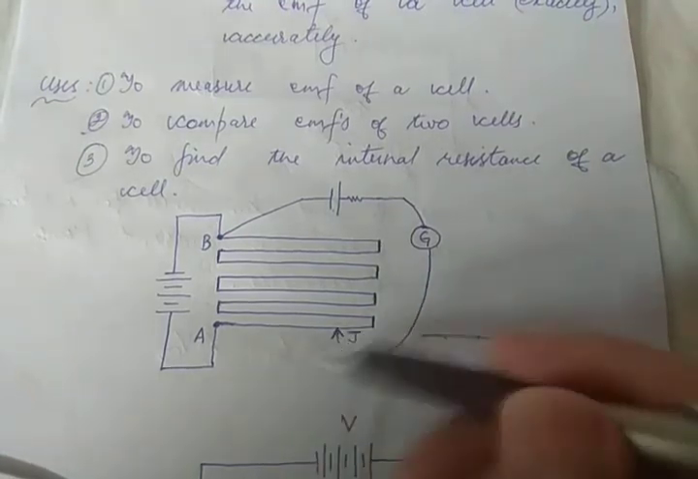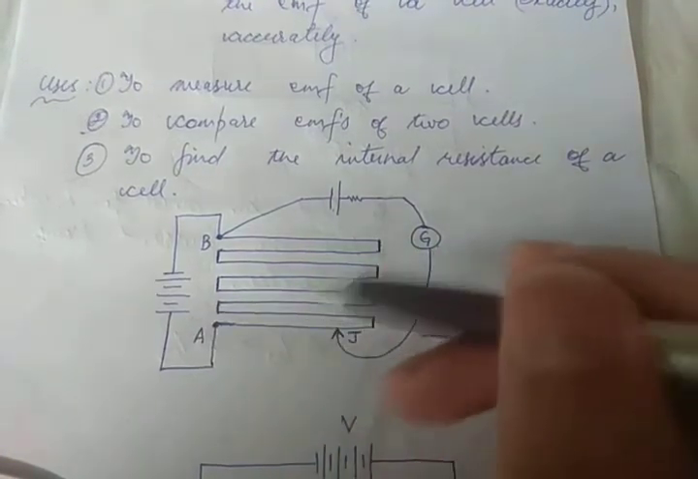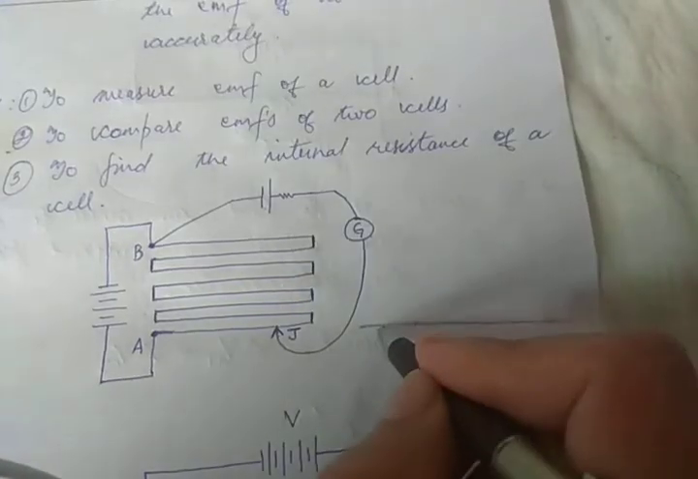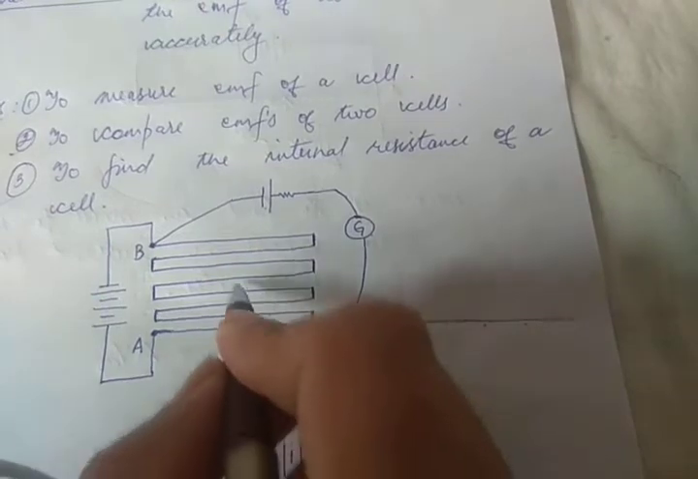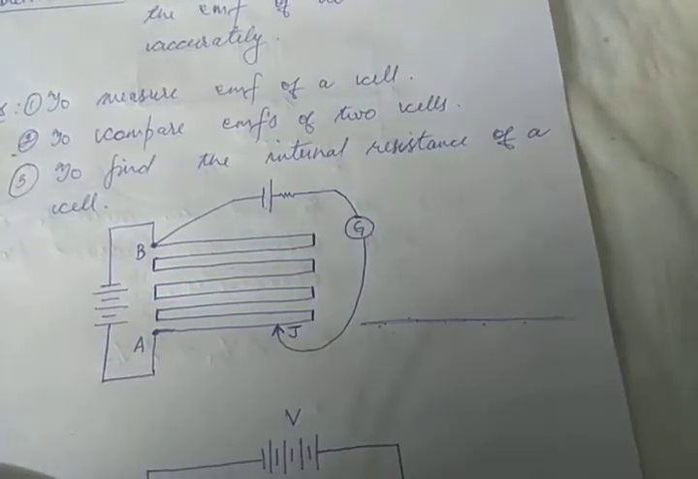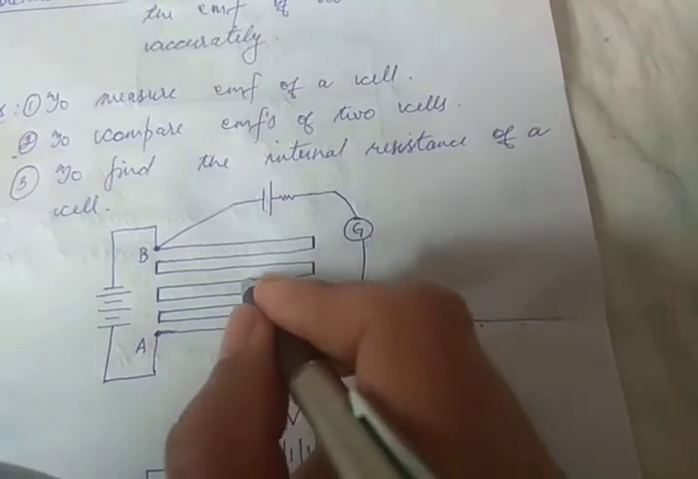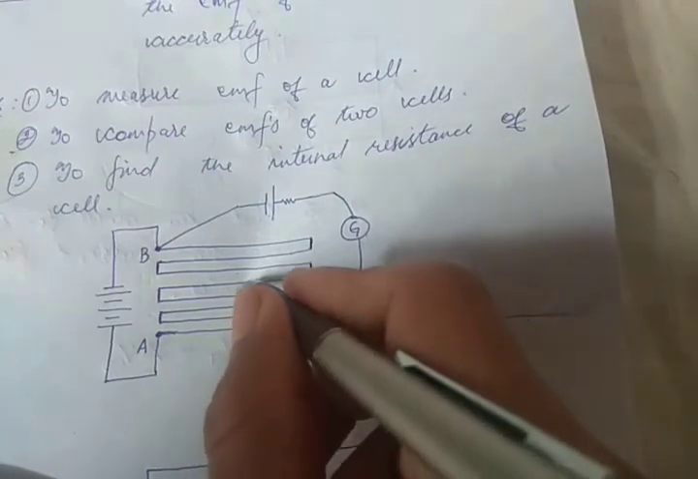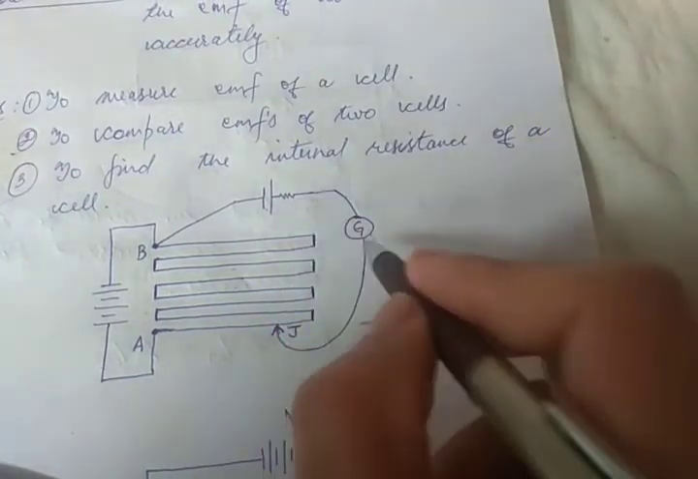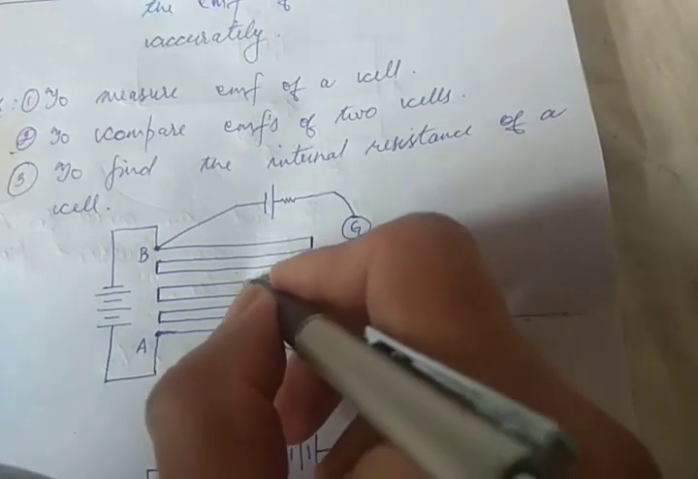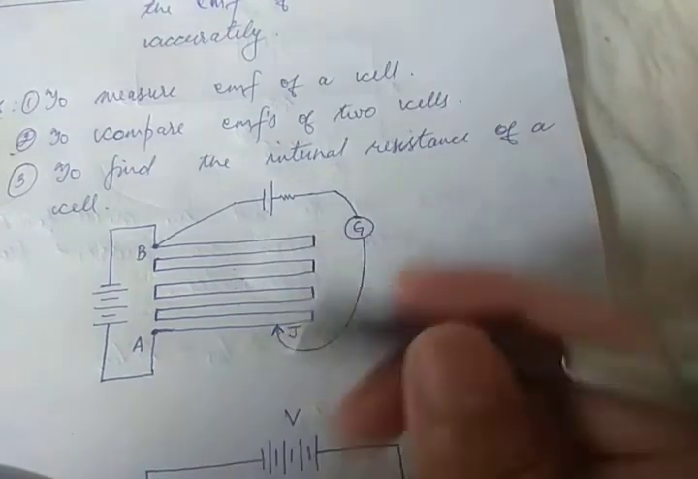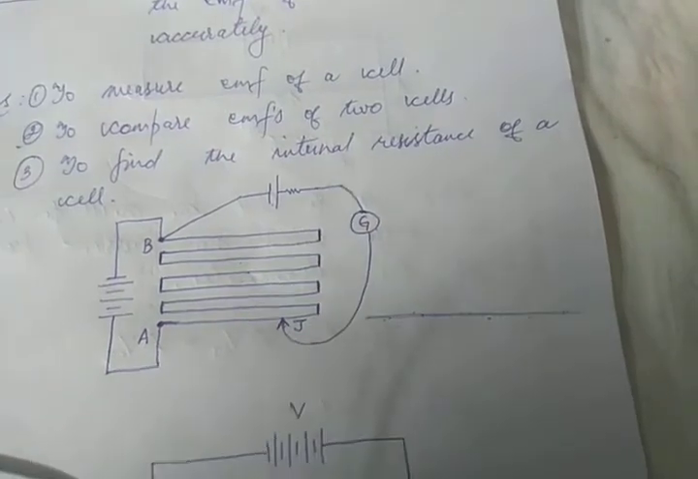So basically a jockey is a metallic strip which you can connect to the wire at different points on the wire. Whenever I place a jockey, say for example over here, I'm connecting the galvanometer and this cell to this particular point, closing the circuit thereby. So that is what a jockey does.